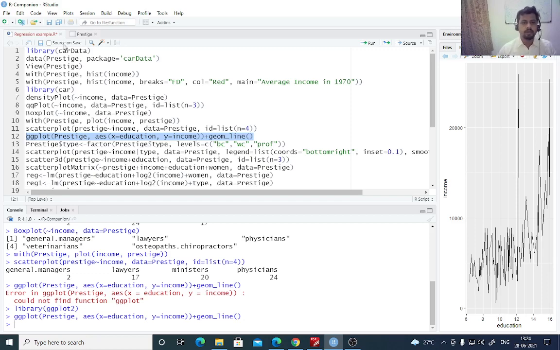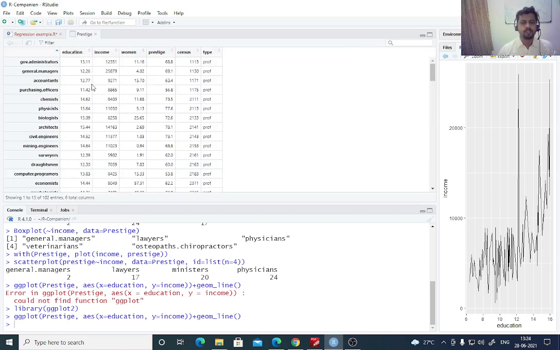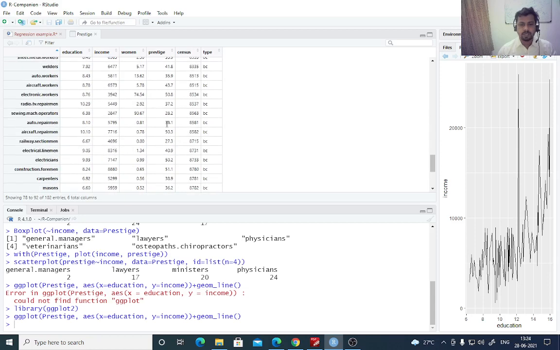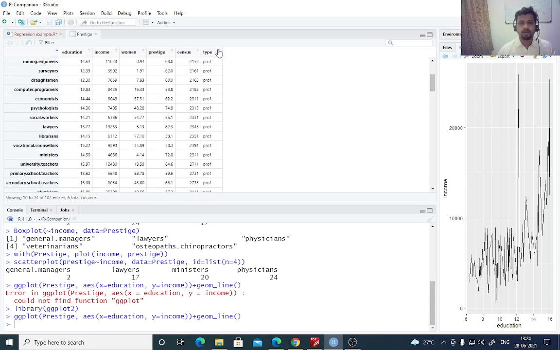Now if you actually see the data, education and income are numeric variables. Women, this particular variable, is a percentage variable, so more or less it is a restricted range variable. Prestige again is a point score, again a restricted range variable. Then you have finally the type, which is the type of occupation, and this is a categorical variable. So we already discussed that a categorical variable can be stored as a factor. So this is what I do next.